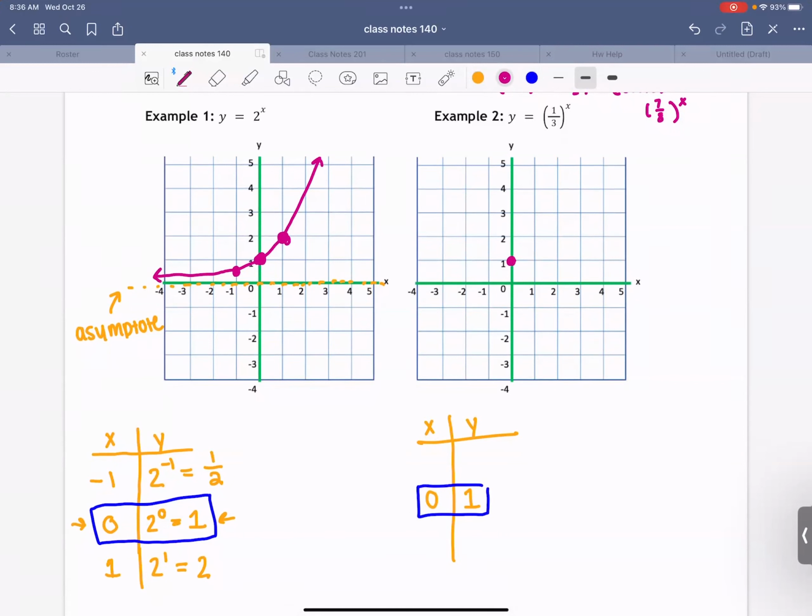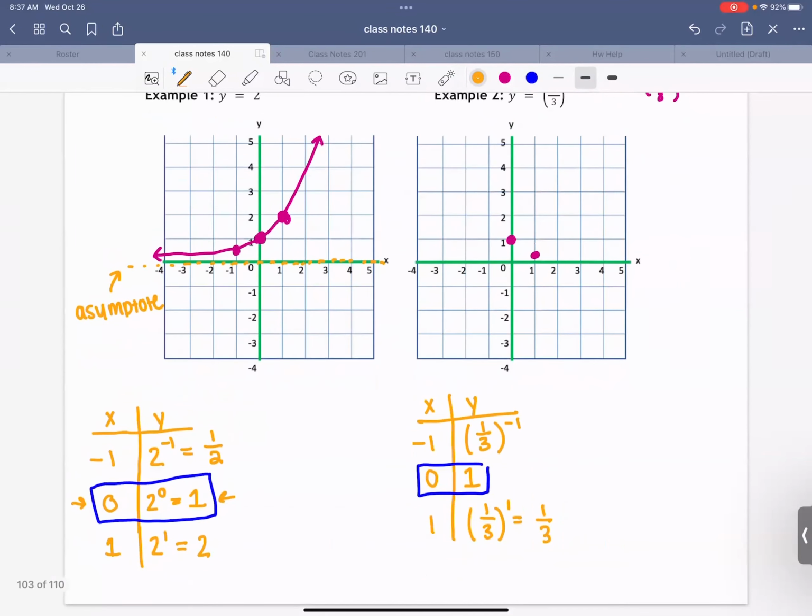Now, 1 is probably the easiest point to plug in after that. If I plug in 1, we have 1/3 to the first power, which is 1/3, right? So x is 1, y is 1/3, which is about there. Let's talk about what happens when x is -1. So when x is -1, we have 1/3 to the negative first power.